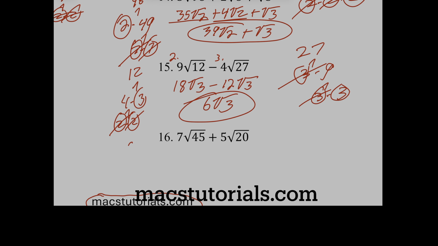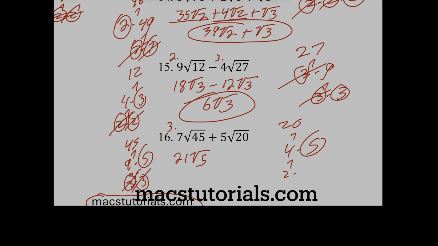Last one, okay? This is going to be 40. So 45 is going to be a 9 times 5 and a 3 times 3. Look, I could pull out a 3 to match with my 7 to make it 21 root 5. Now I'm going to play with that 20. That's going to be a 4 times 5 and a 2 times 2. Look, I can pull out a 2 to match with that 5. And I'm going to get a 10 root 5. Now they're like terms, so it's going to be 31 root 5.